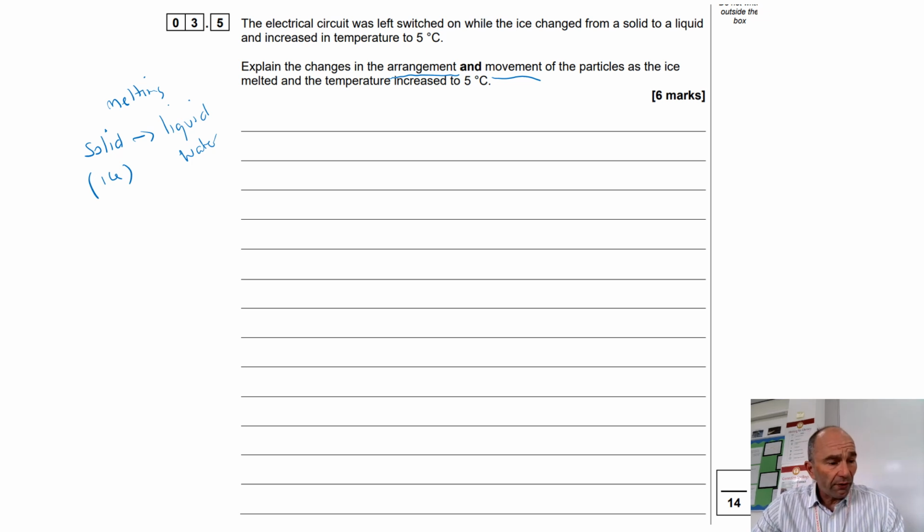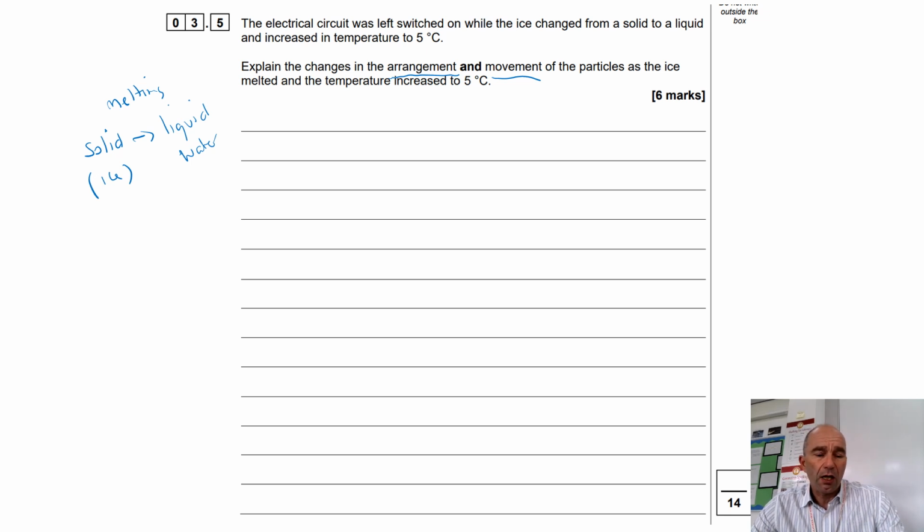In terms of movement, the particles in a solid are vibrating around fixed positions. They're so packed in, they can barely move. That's why they've got those small vibrations. While the particles in a liquid are moving a lot more freely. The particles can slide past each other. So you're probably picking up at least 2-3 marks just for describing the arrangement and the movement, comparing the solid to the liquid states.